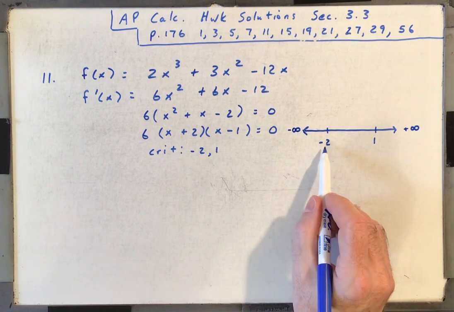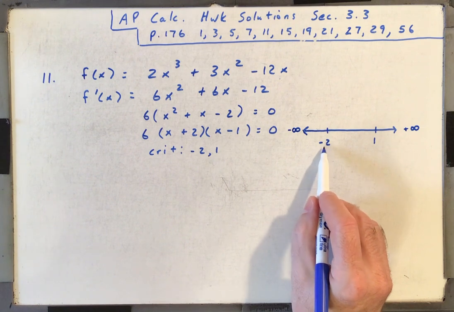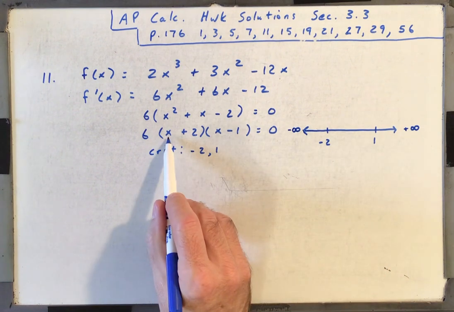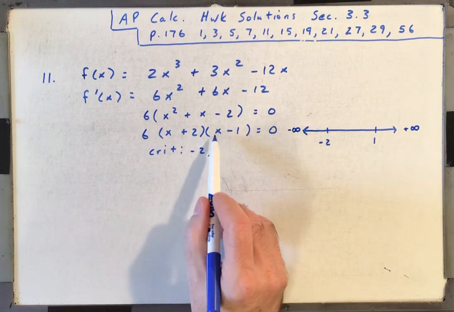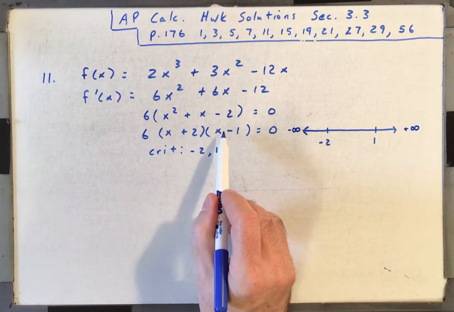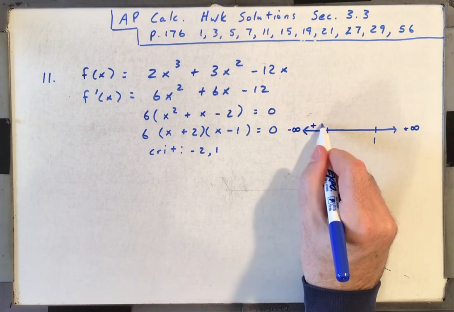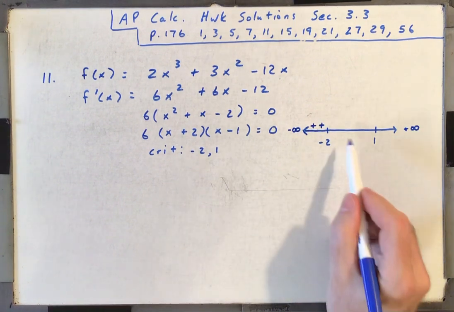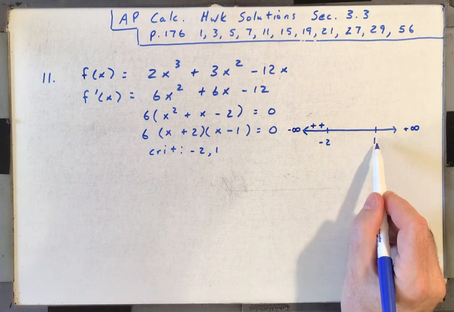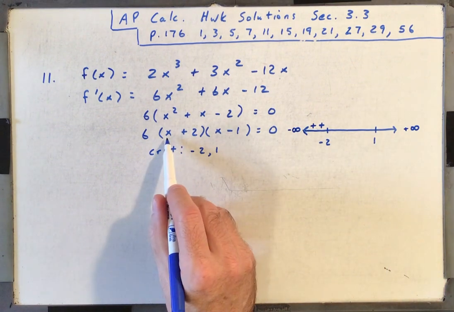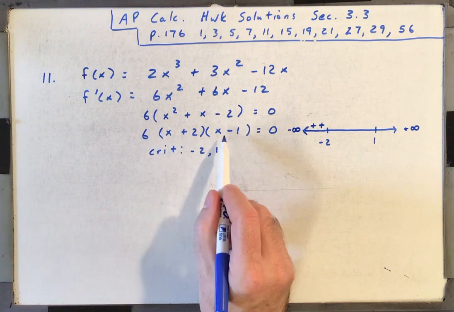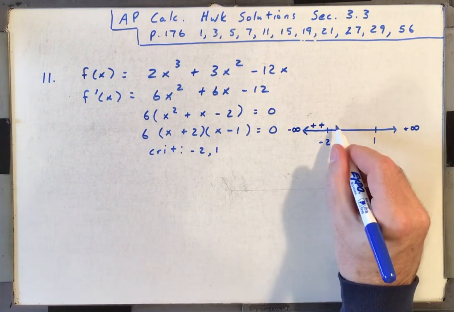To the left of negative 2, I'm going to pick a number that's easy for me in my head. That's negative 10. So if I put negative 10 there, this parenthesis would be negative. This parenthesis would be negative. Negative times negative is positive. What number in between negative 2 and 1? Always pick 0 if you can. 0 plus 2 is 2 times negative 1. That's going to be negative.